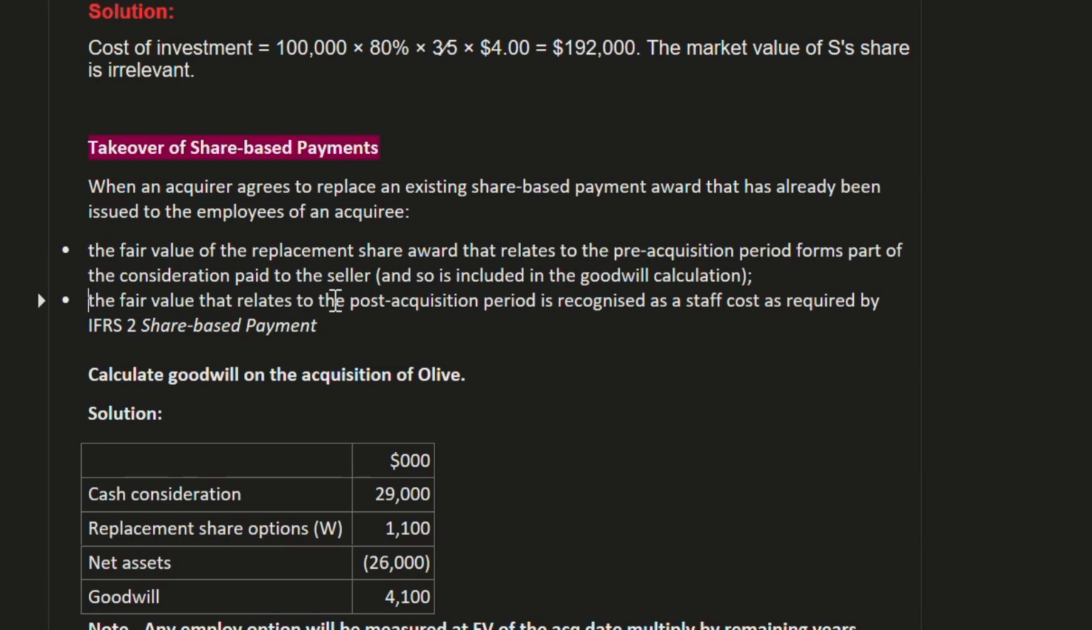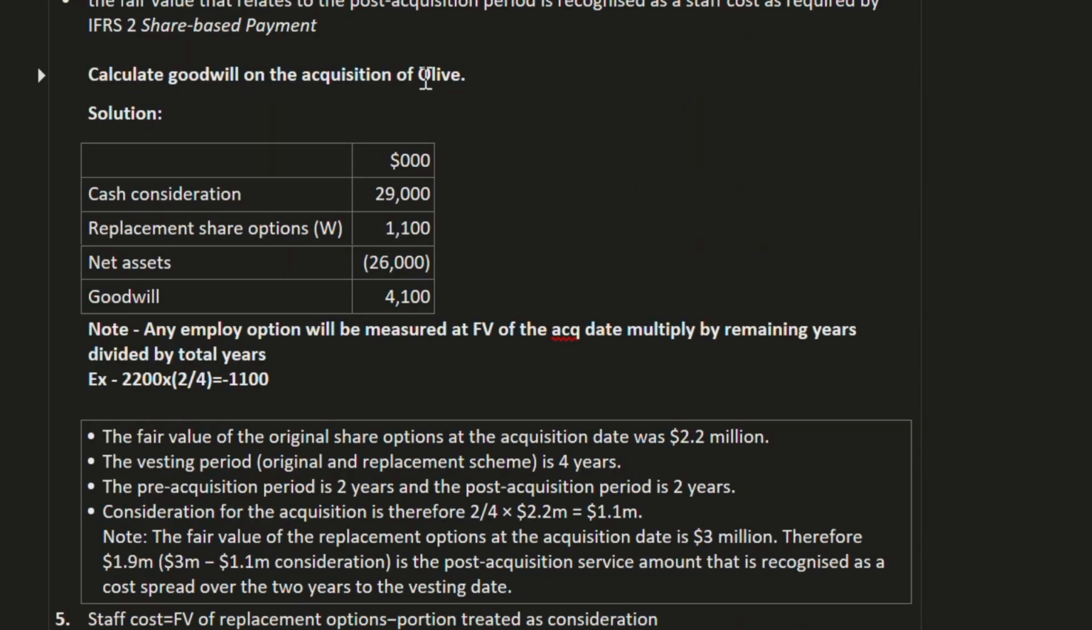The fair value that relates to the post-acquisition period is recognized as staff cost as required by IFRS 2 share-based payment. Now calculate goodwill on the acquisition of this Olive company. Solution: we have cash consideration, the amount we paid, 29,000, and replacement share options. Here the amount is 1,100. I'll show you how 1,100 came. Net assets we acquired 26,000, and the goodwill amount is 4,100.